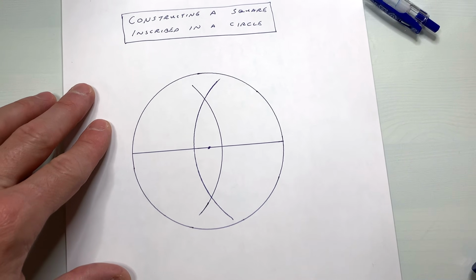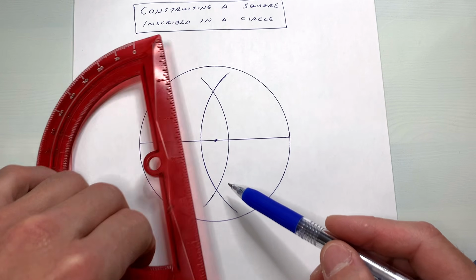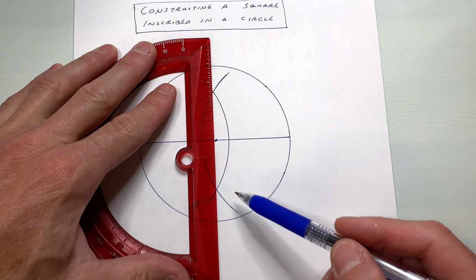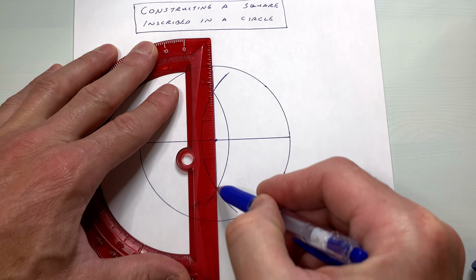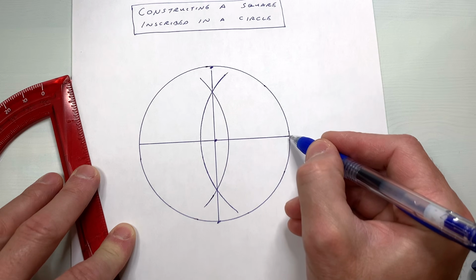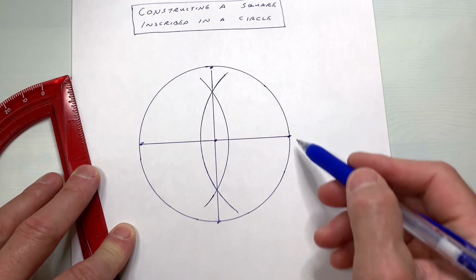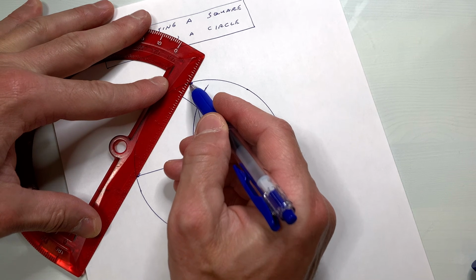And now we're going to draw that perpendicular bisector using these 2 points of intersection. So let's go ahead and do that. And you can see it's going to cross the circle at these 2 points right here and here. So now all we have to do is connect these 4 points, and we're going to have a square that's inscribed inside of a circle.